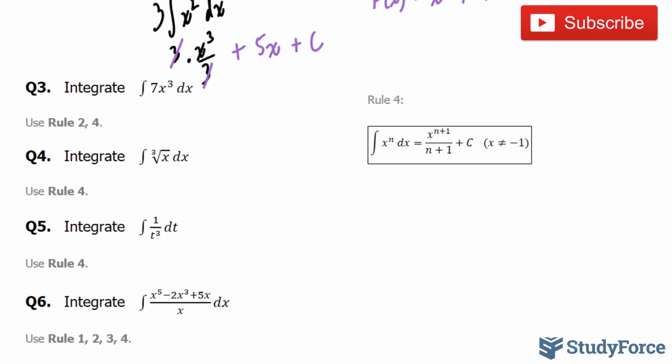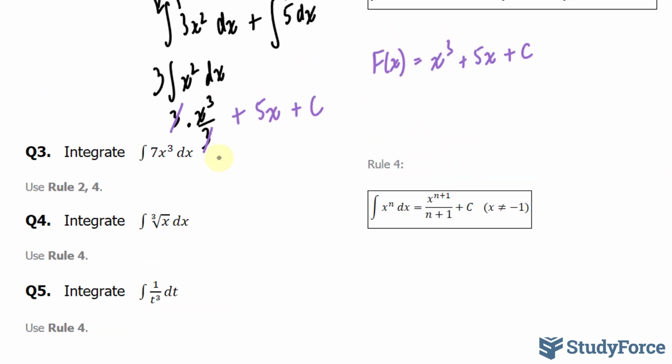In question 3, they want us to integrate 7x to the power of 3 dx. Once again, I'll use rule 4 predominantly to find the solution. X to the power of 3 becomes x to the power of 4 over 4. You leave the 7 where it is, plus c.